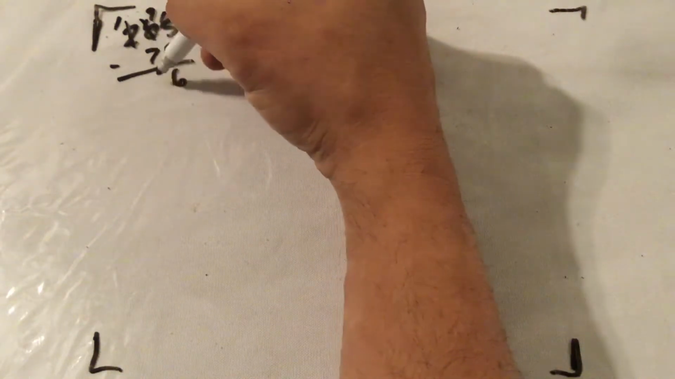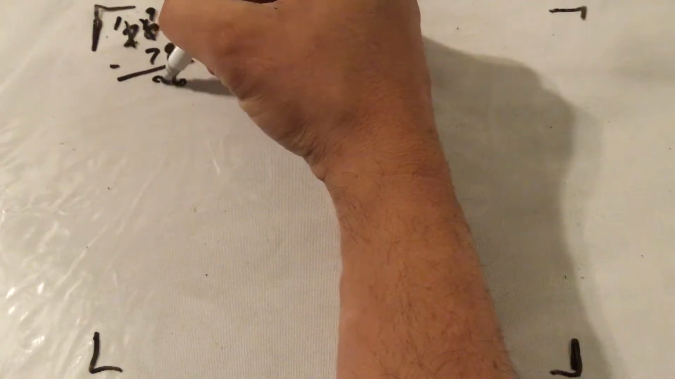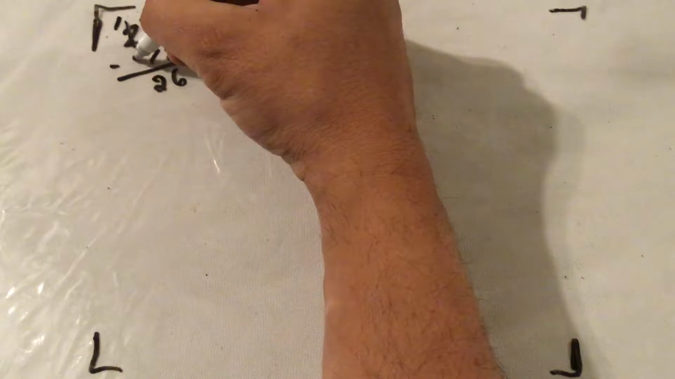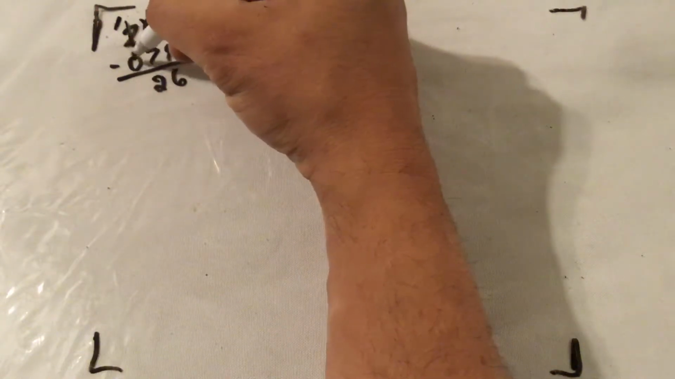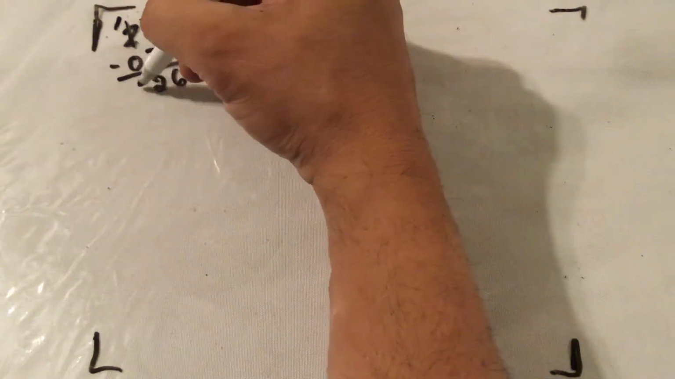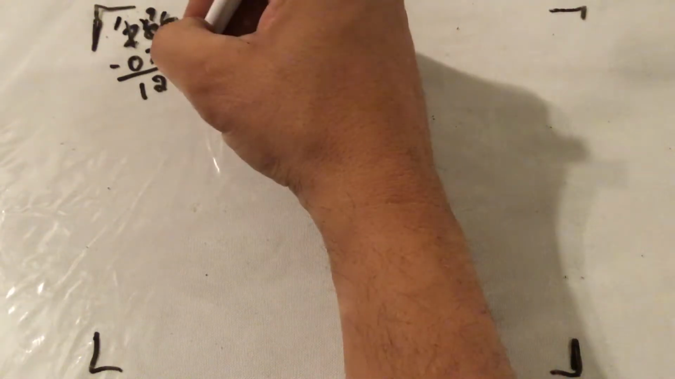9 minus 7 is 2. And since there's nothing there, you can put a 0 because blank space means 0. So 1 minus 0 is 1. So Lacey would have $126 left.